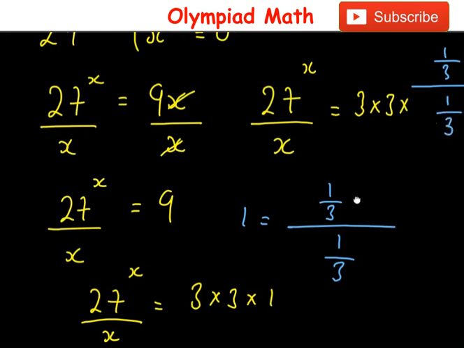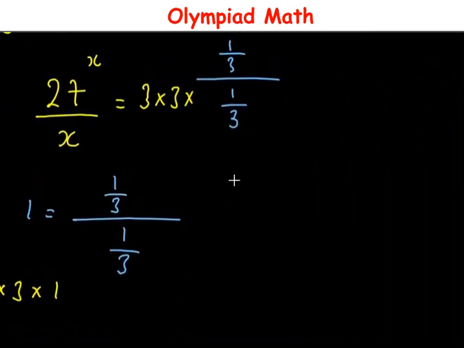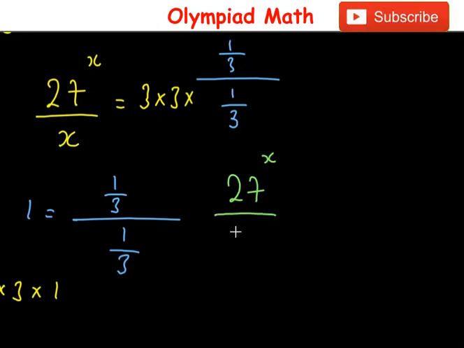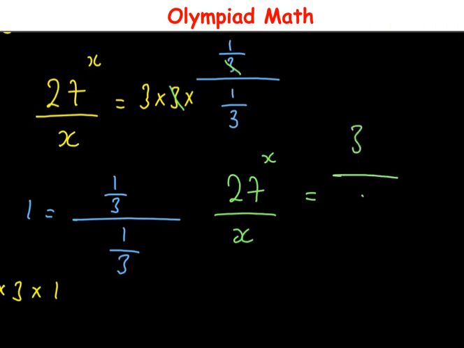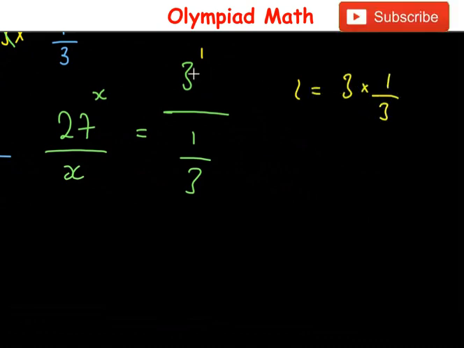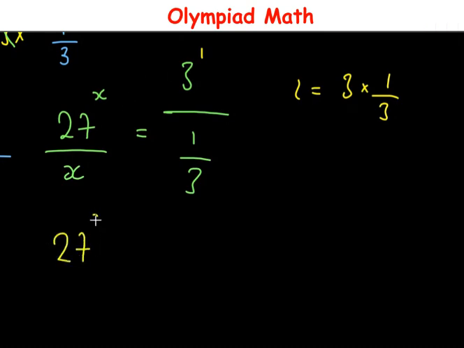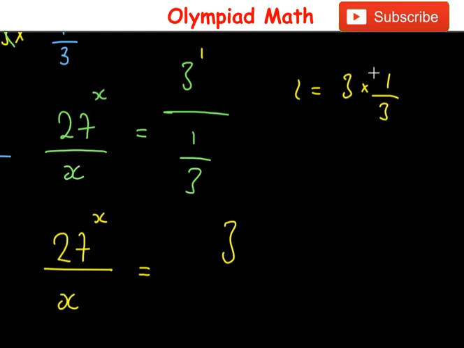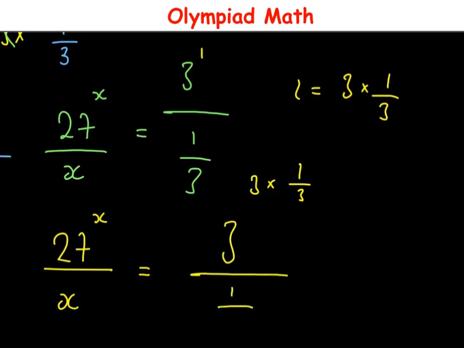Okay, so solving this, we have from here 27 raised to power x divided by x. This equals 3. We cancel this 3. We have 3 divided by 1 over 3. And from here, this 3 has a power of 1. And we can write this power 1. This 1 can be written as 3 times 1 over 3. So this then becomes 27 raised to power x divided by x, and this equals 3 raised to power 1, which is this, 3 times 1 over 3, then divided by 1 over 3.